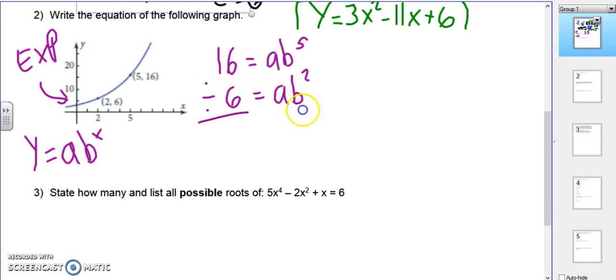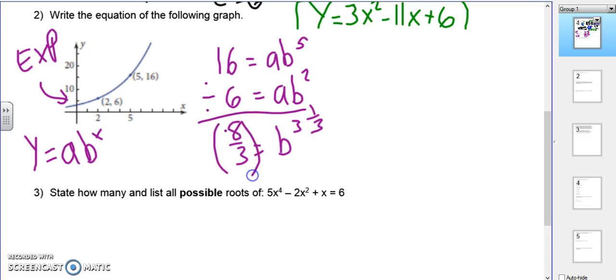So first thing we want to do is divide. So 16 divided by 6, 8 over 3. The a's are going to cancel, and when we divide, we subtract the exponents, so b to the 3. Now, we either raise it to the 1/3 power or you can do cube root. Doesn't matter. Now, this is not going to come out nice, right? So we don't round it until the very end. So I'm going to write my whole decimal down.